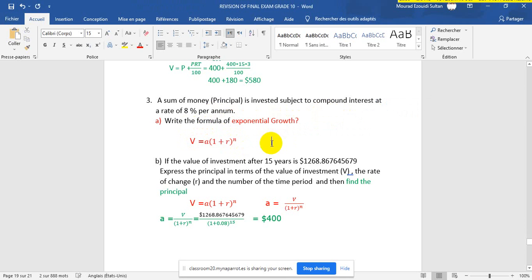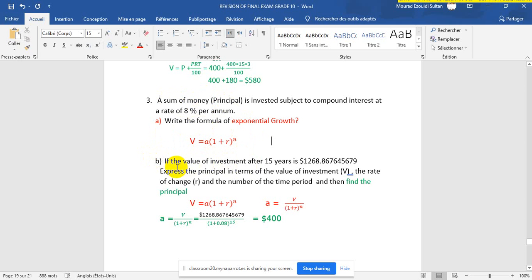Okay? So the answer is V, the new value, equals A, the principal, multiplied by 1 plus R, all to the power n. R here is the rate, 8%, while n is the number of years. Now, question B, in this exercise you can see that we don't have a principal. A sum of money is unknown here. In sub-question B, you should find this using this fact.